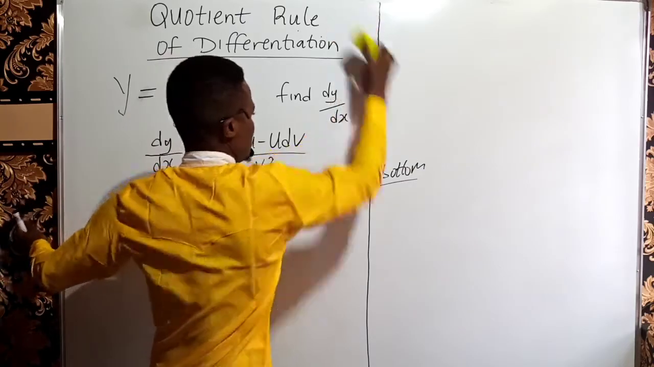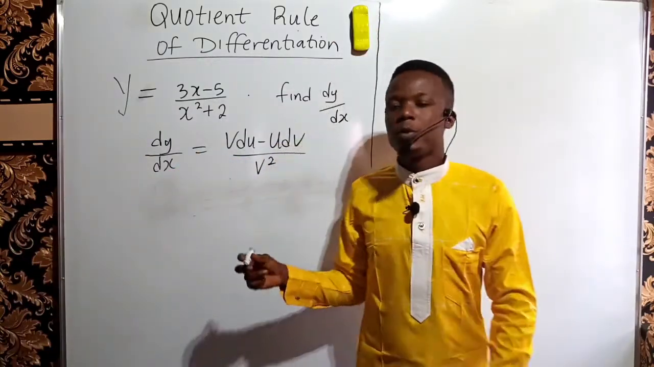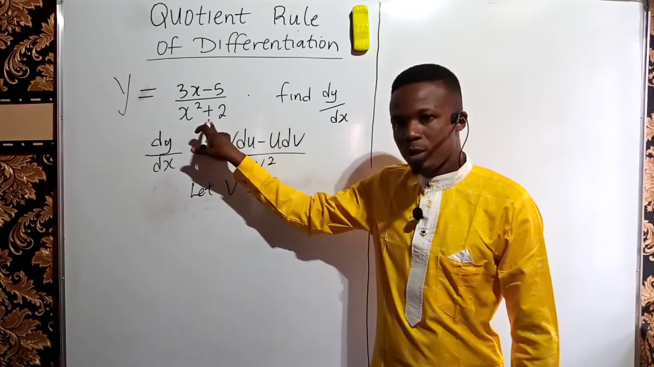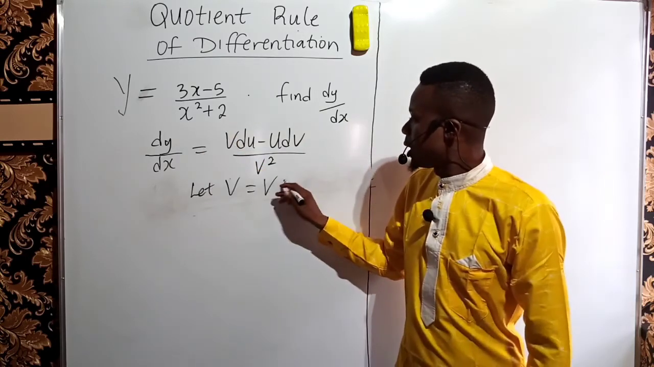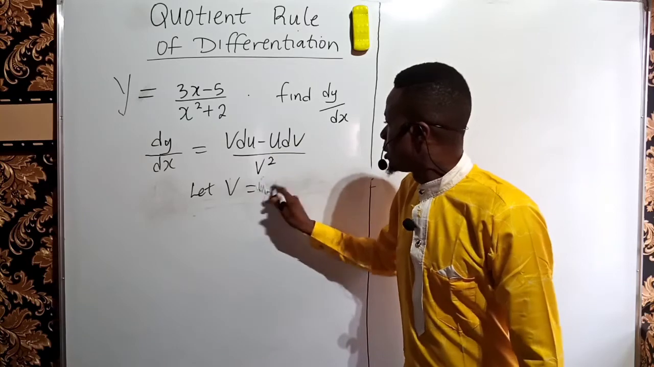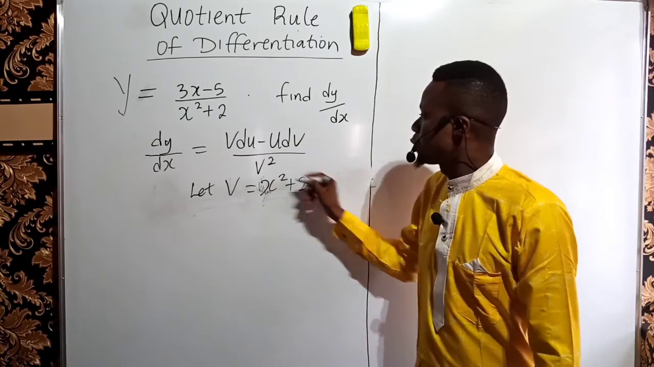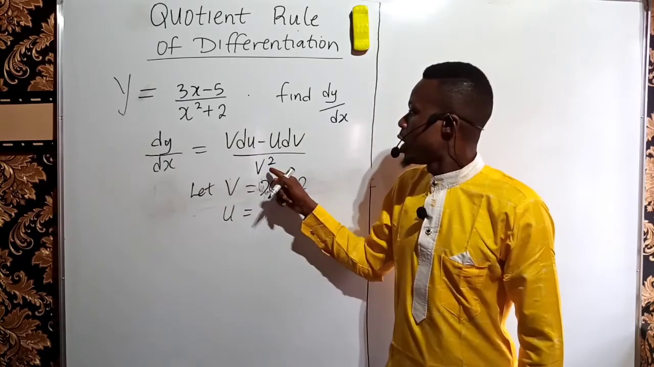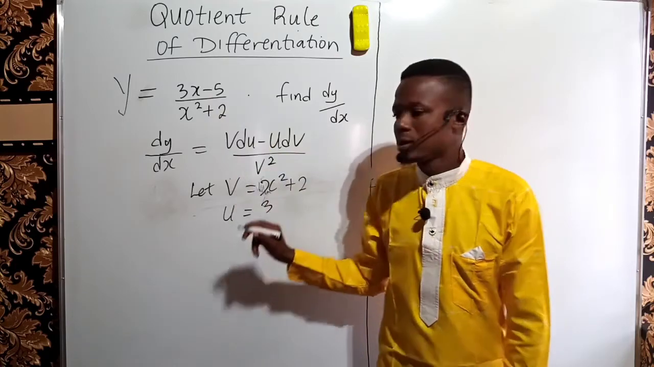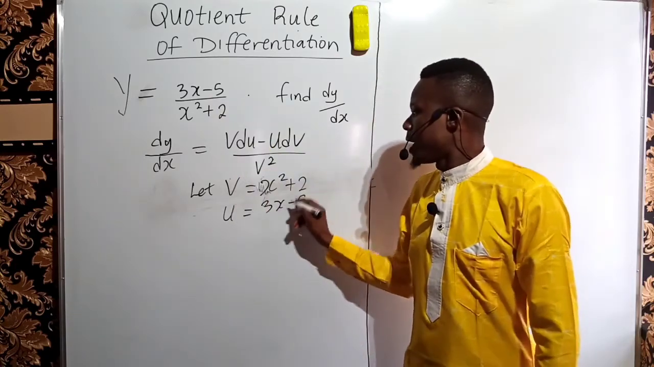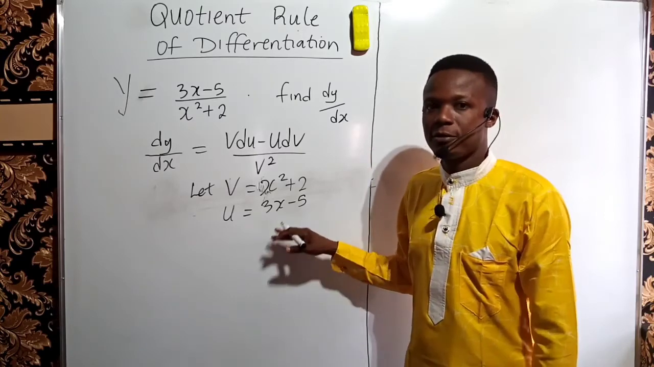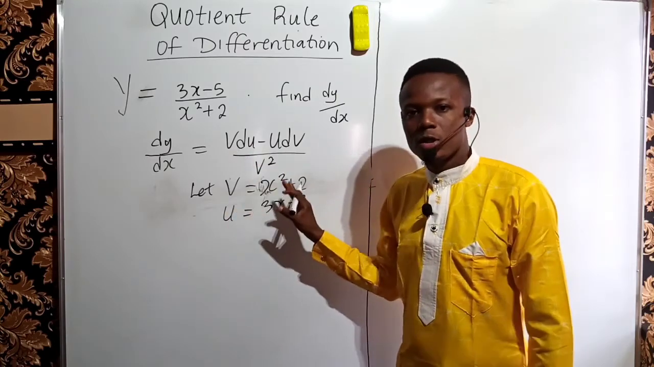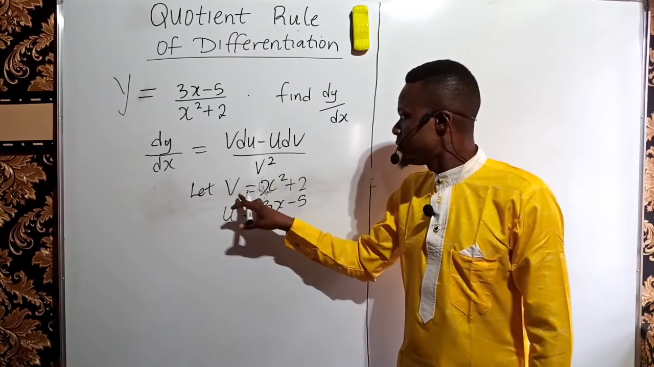That's just the concept. The first step you take is to say, let v be your denominator. It must be your denominator. So let v be x squared plus 2. So x squared plus 2 is our v, and u will be the numerator, 3x minus 5. Now that v and u have been obtained, the items left are to get dv and du.